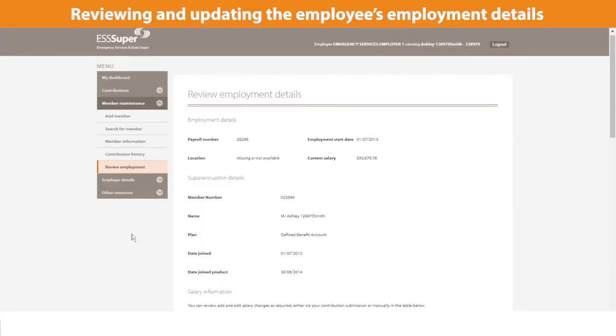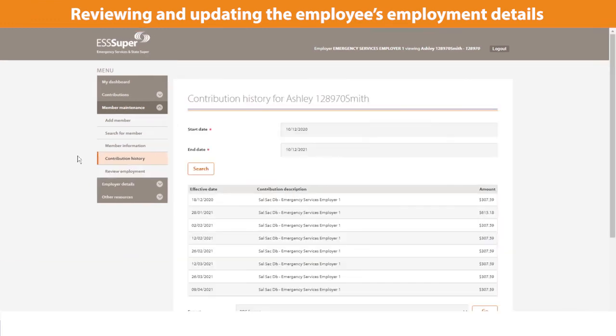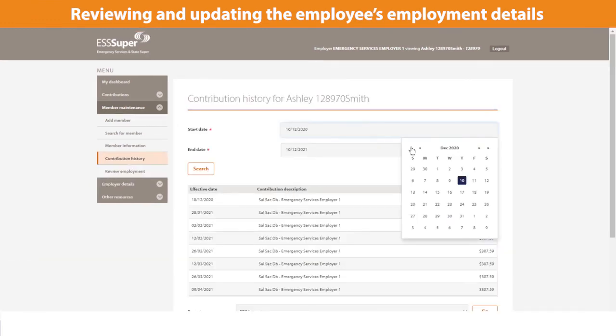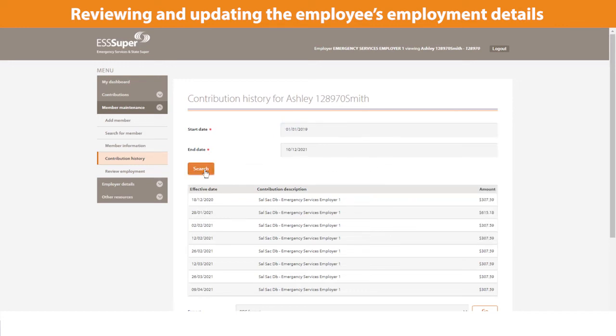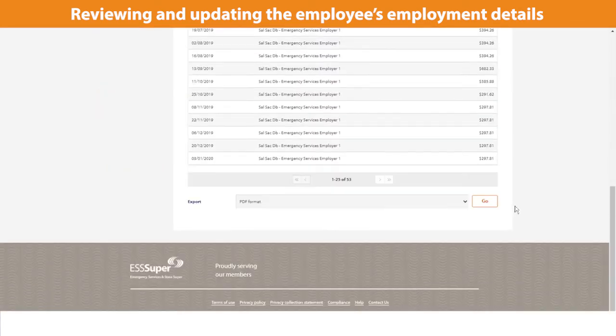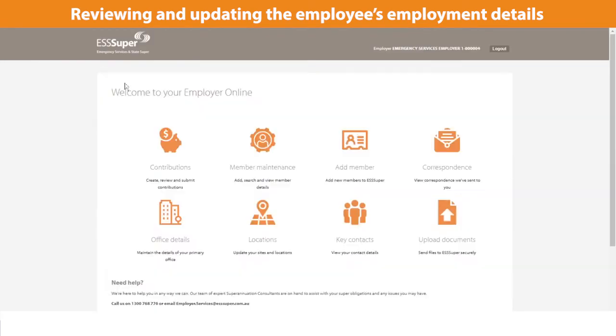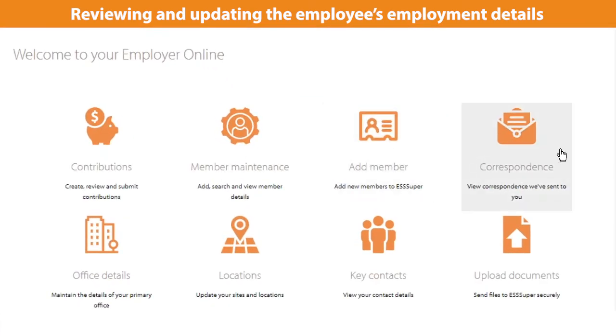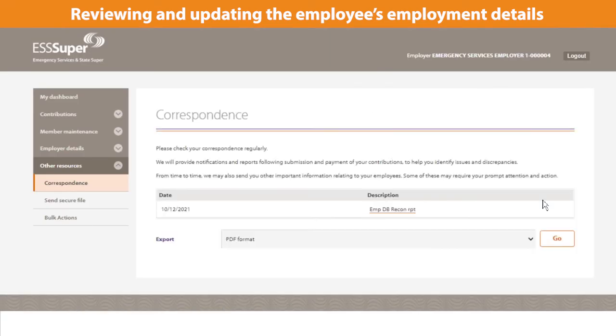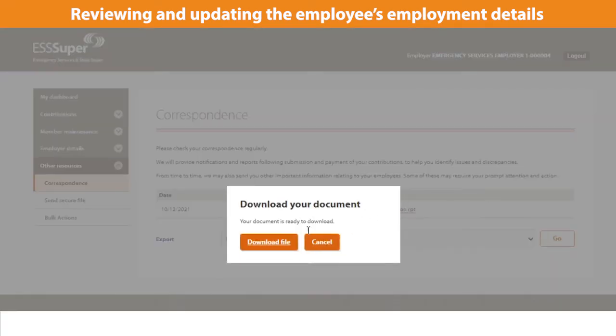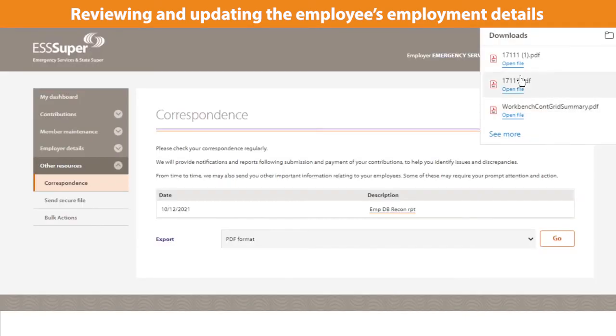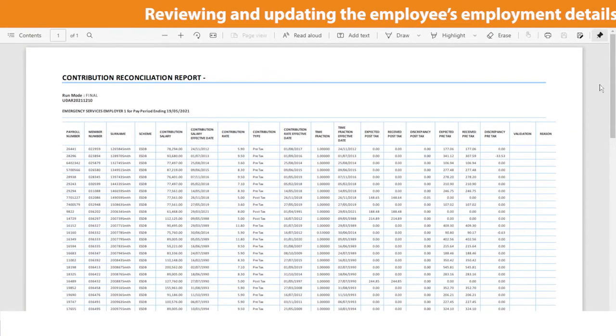To review the employee's contribution history, click on the left-hand menu option, Contribution History. Check that all contributions for all pay periods match the details in your payroll system and have been paid correctly. Refer to your latest EOL reconciliation reports, which you can access via the Correspondence screen, to see if there have been any discrepancies between actual and expected contributions for this employee.